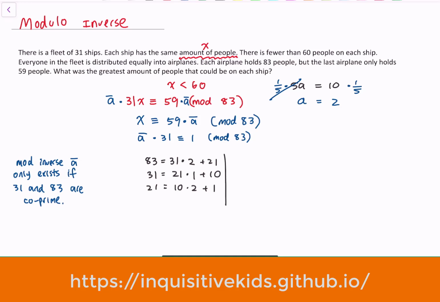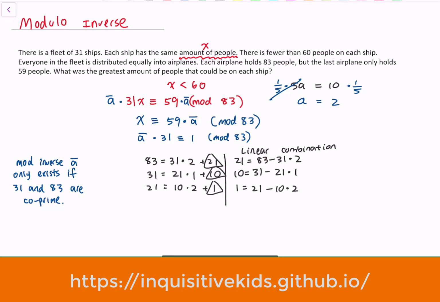Now, we're going to do something called linear combination. Let's see what this is all about. We're going to rewrite all of the remainders in terms of the other numbers. For example, 1 will become 21 minus 10 times 2. We are isolating the remainders. 10 is equal to 31 minus 21 times 1. And 21 is equal to 83 minus 31 times 2.